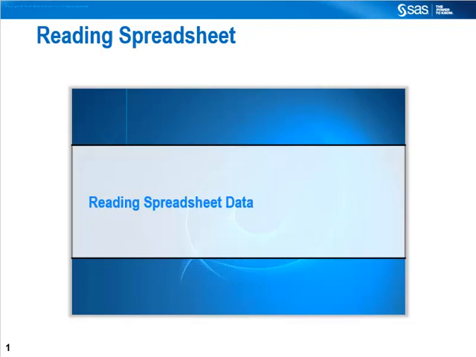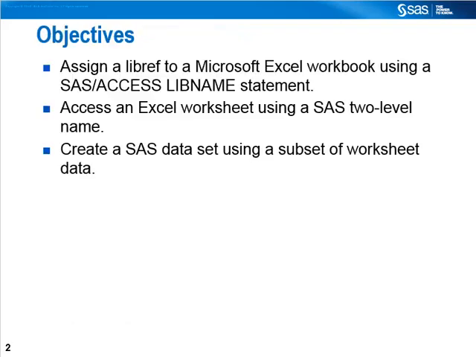Now we will be reading spreadsheet data. Our objective is to assign a library reference to a Microsoft Excel workbook using the SAS/ACCESS LIBNAME statement. We will access an Excel worksheet using a two-level name. We will create a SAS dataset using a subset of worksheet data.